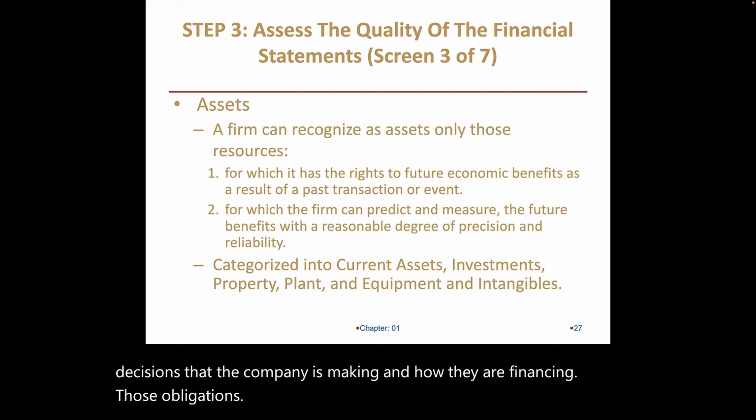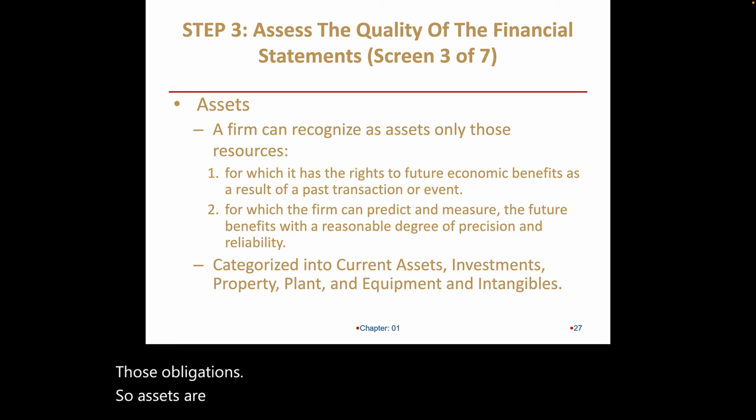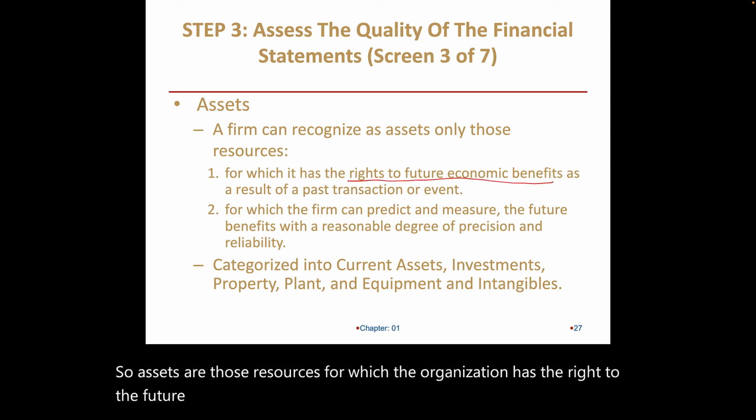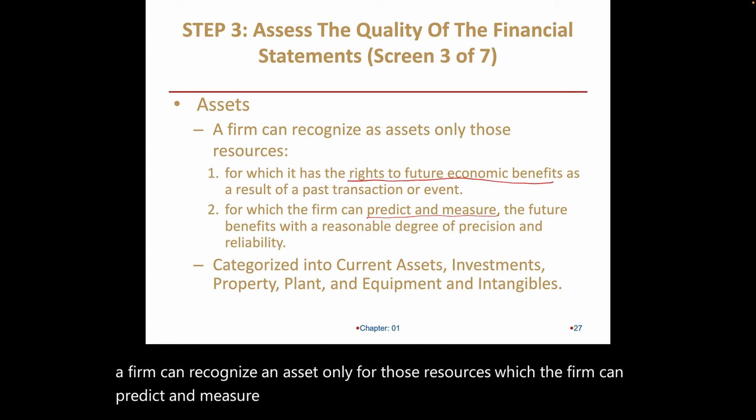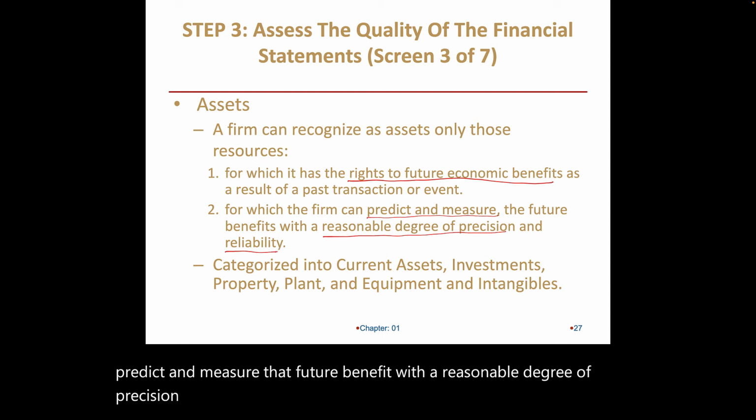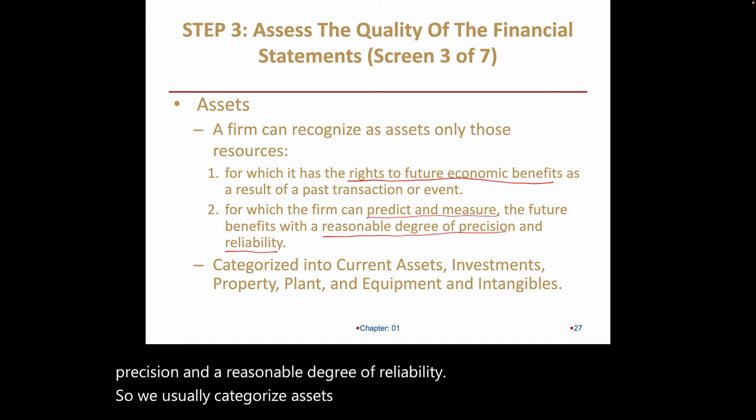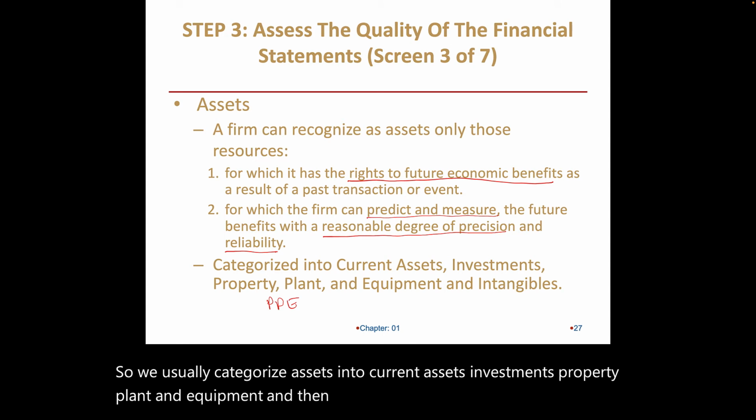So assets are those resources for which the organization has the rights to the future economic benefits as a result of a past transaction or event. And a firm can recognize an asset only for those resources which the firm can predict and measure that future benefit with a reasonable degree of precision and a reasonable degree of reliability. So we usually categorize assets into current assets, investments, property, plant, and equipment, and then intangible assets.